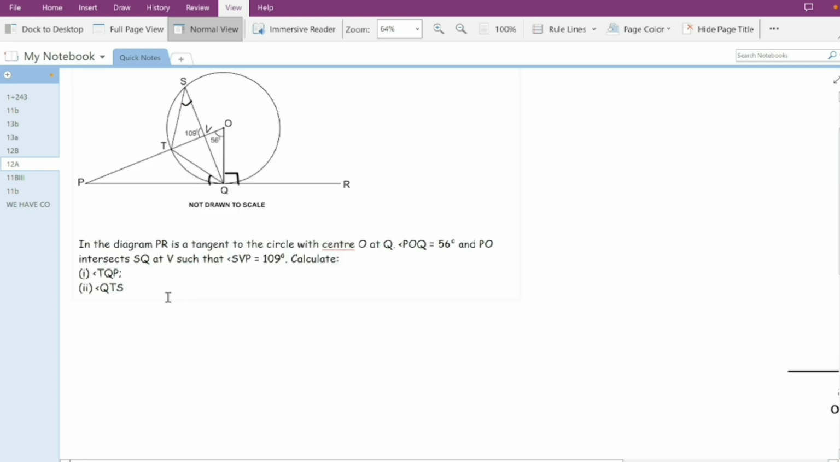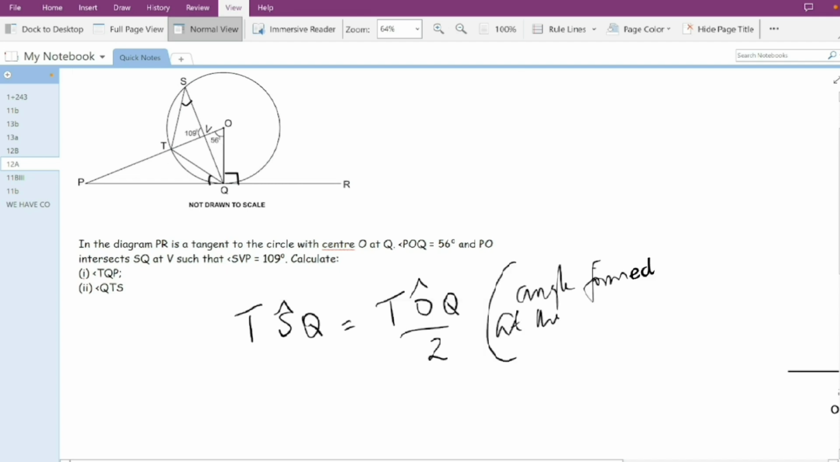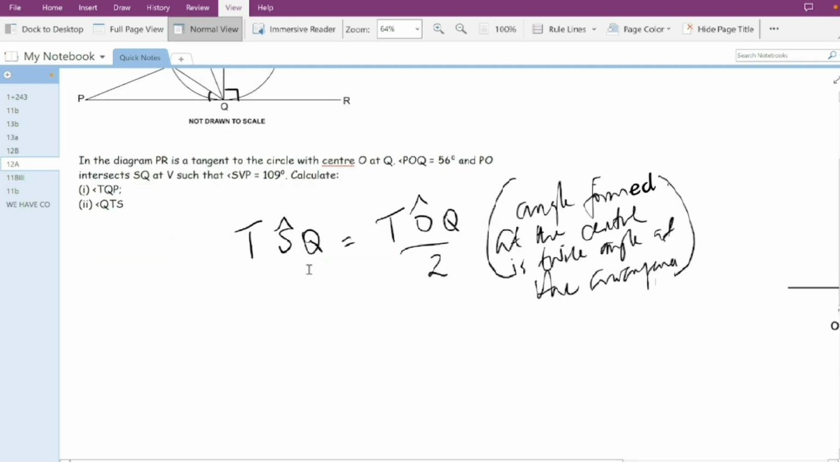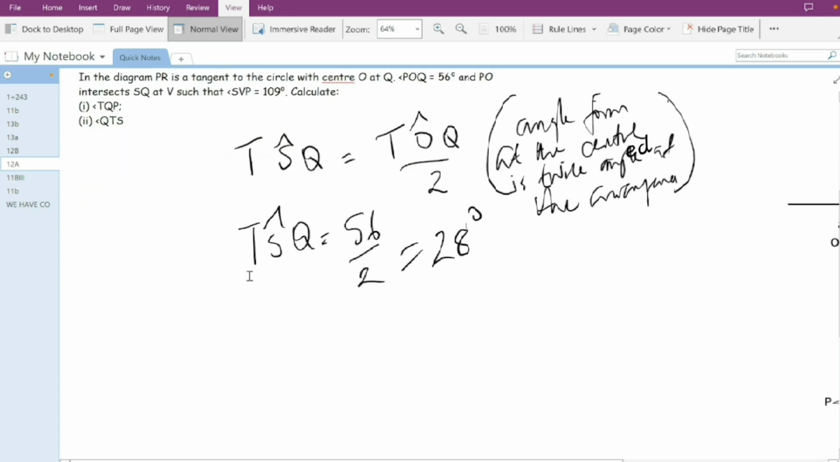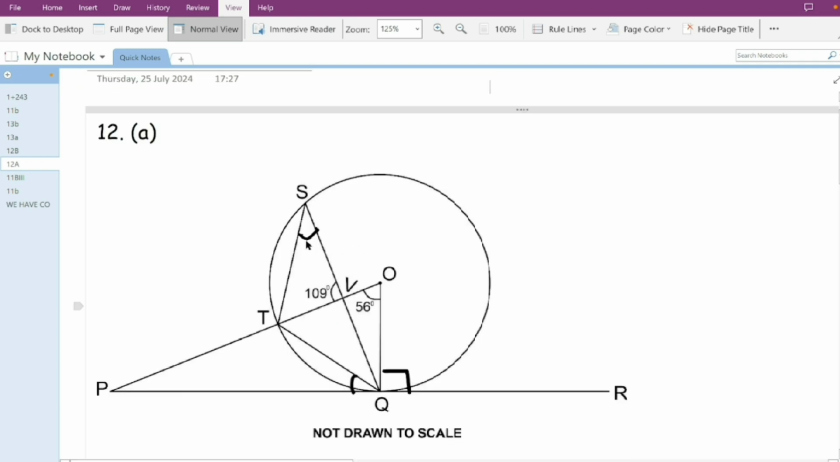Now we'll go on and take it as angle TSQ is angle TOQ over 2. This angle is this angle divided by 2. The theorem that guides it says the angle formed at the center of a circle is twice the angle formed on the circumference of a circle. So we have angle TSQ as 56/2. That's 56 divided by 2, which gives us 28 degrees. That means angle TSQ is 28 degrees.